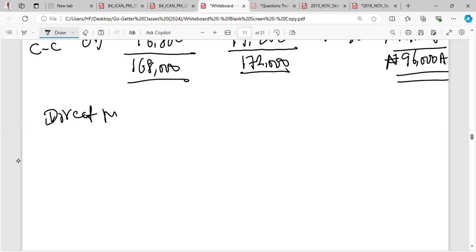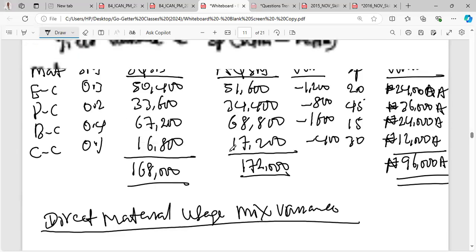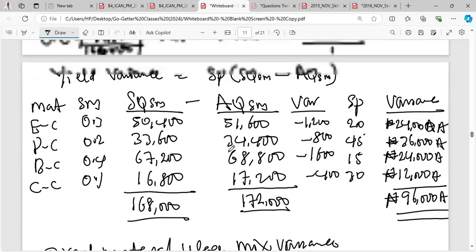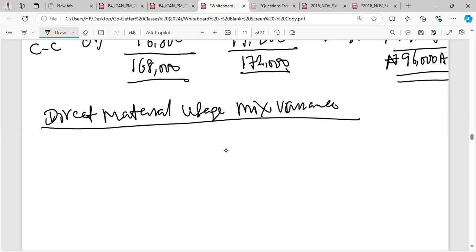Let's go to the mix variance, the direct material usage mix variance. So we are going to be using actual quantity at standard mix and actual quantity at actual mix. Of course, the standard price will still remain. So we have material, EC, PC, BC, and CC.